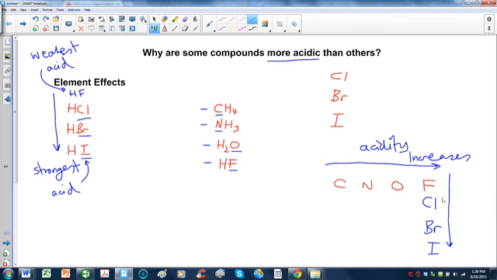When you're going down a group, size is what's important. The bigger the atom, the better the acid it is. In other words, that's why when you go down this group, HF's the weakest acid, HI is the strongest acid. So that's the so-called element effect.